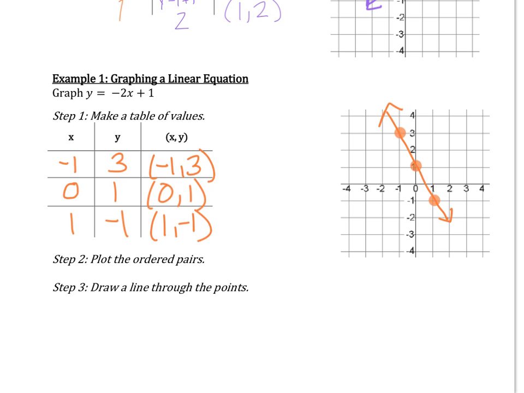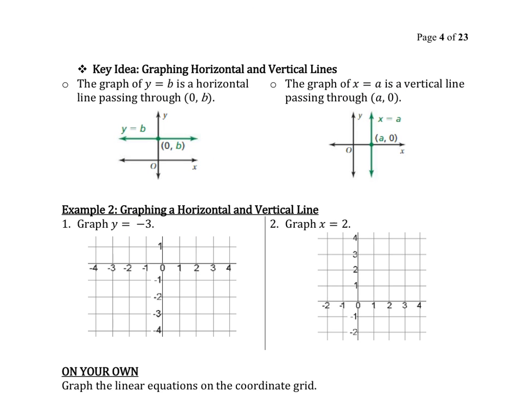So if you notice with these past two graphs, they've been in a diagonal fashion, but we can actually have lines that are horizontal or vertical. The equations look a little different, but we still have our variables of x and y involved in some way. So if you look at the key ideas, a horizontal line is actually represented on a graph by the equation of y equals some number, with a line passing through that y coordinate of whatever number it is.